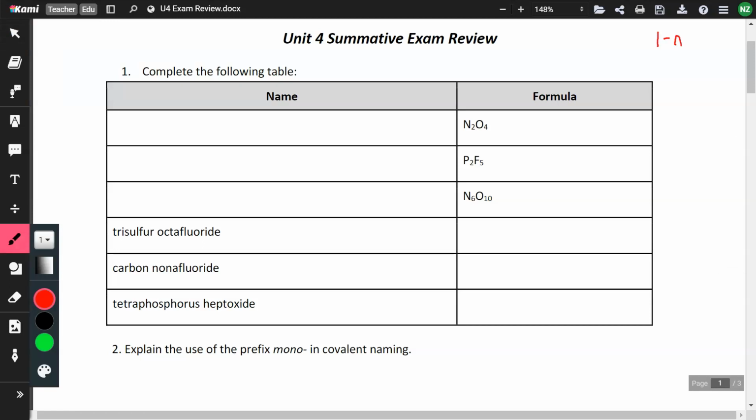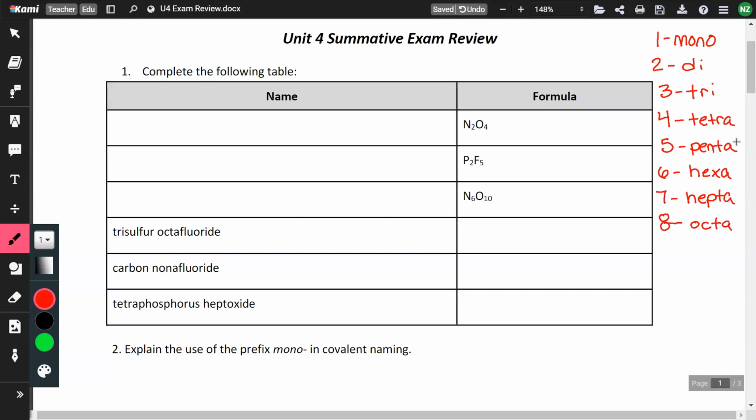So for 1, it's mono. 2 is di. 3 tri, 4 tetra, 5 is penta, 6 is hexa, 7 is hepta, 8 is octa, 9 is nona, and then 10 is deca. So those are the prefixes.